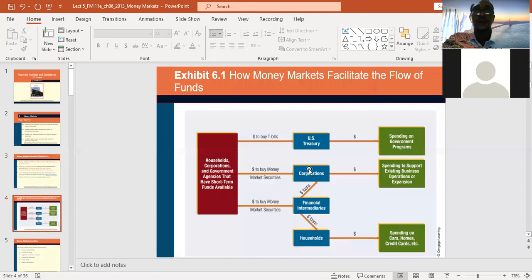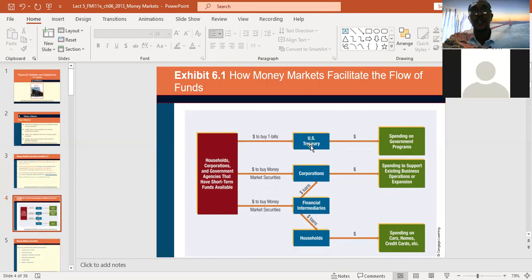So this flow chart shows how the money is exchanging hands. You can see that the households, the corporations, the government agencies that have short-term funds available, they can use this money to buy treasury bills. They can also use their savings or their short-term funds to buy money market securities from the companies. They can also use their short-term funds to buy money market securities from financial intermediaries.